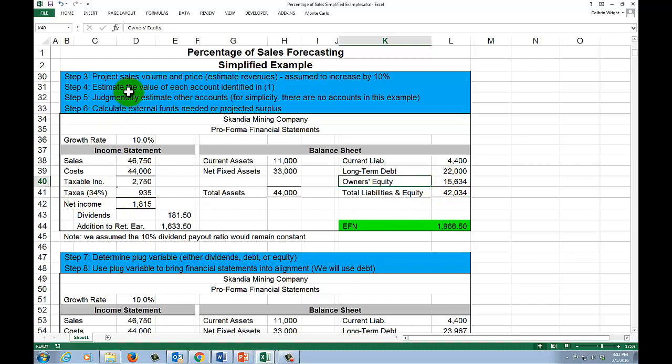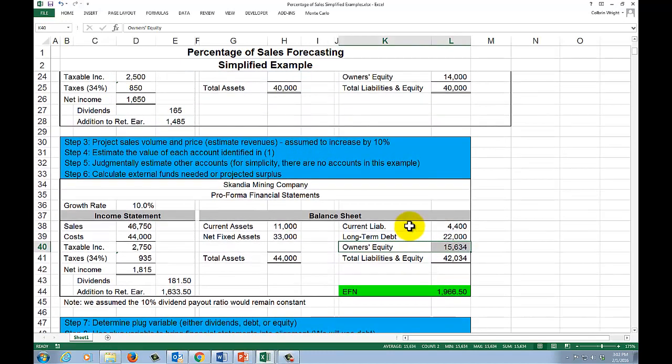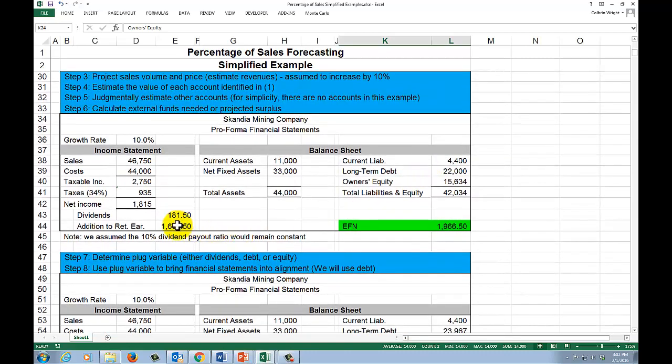So, okay, step 5, we're just going to estimate taxes using the 34% tax rate. That's going to get us to net income. We're going to keep a dividend payout ratio of 10%, which means $181.50 of dividends. The rest of net income is going to be added to our owner's equity. You can see that previously it was $14,000. Now we're adding this $1,633. So we've got our new owner's equity and we're leaving debt constant. So okay, there's step 5. We've judgmentally estimated the other accounts.